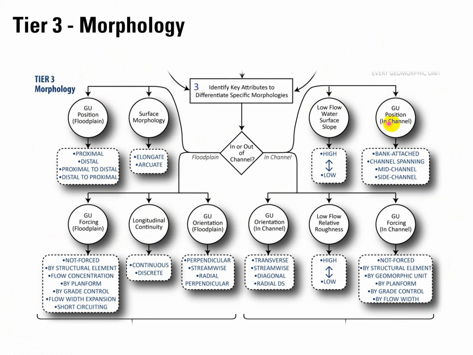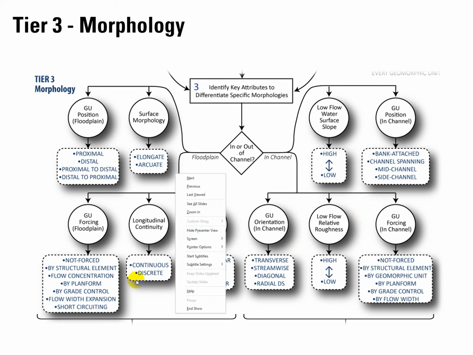So we have low flow water surface slope. We have position, forcing, low flow relative roughness. This is just the measure of water depth relative to, right? You take your roughness height and you divide it by your water depth. So if you got a little pebble on the bottom of a stream, and let's say it's an inch in diameter, but your water is 2 feet above that, right? You've got really low relative roughness. Now, if you got a boulder that is 24 inches in diameter and your water depth is 18 inches, right? You've got high relative roughness, actually greater than 1. Okay, so that's that.